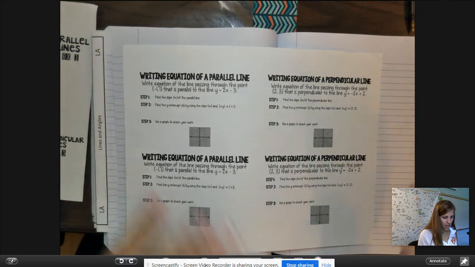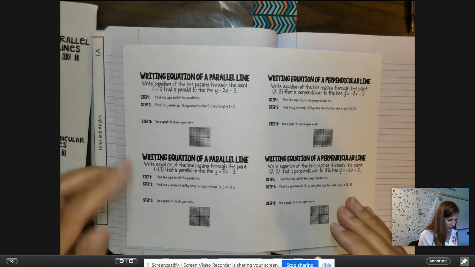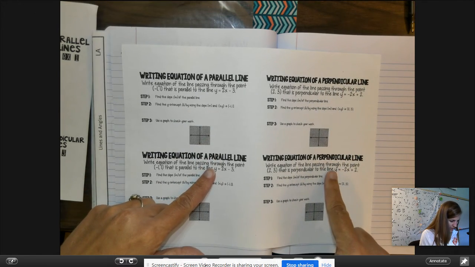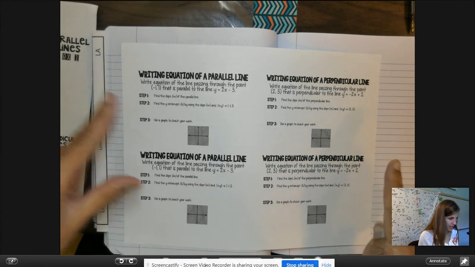So on page 29, you should have next this one here. So we need to be careful because they all kind of look the same. If you notice, though, this one says parallel and that one says parallel. This one says perpendicular, that one says perpendicular. So we actually want to cut this in half.